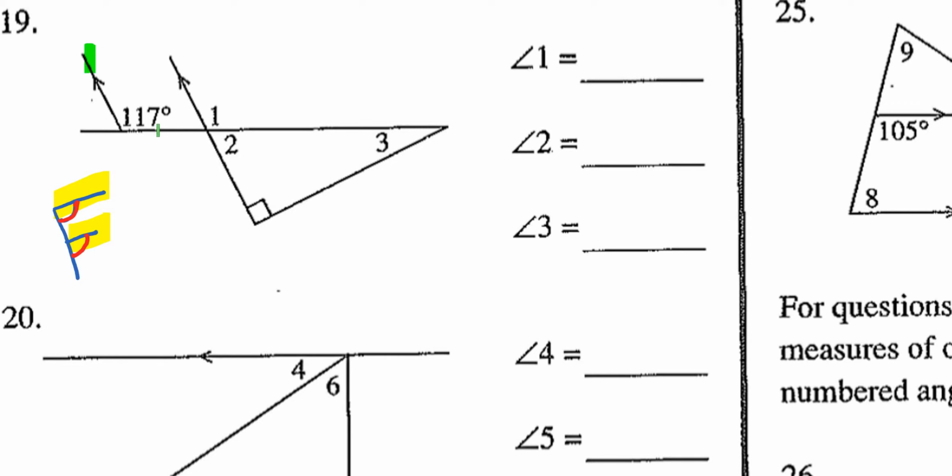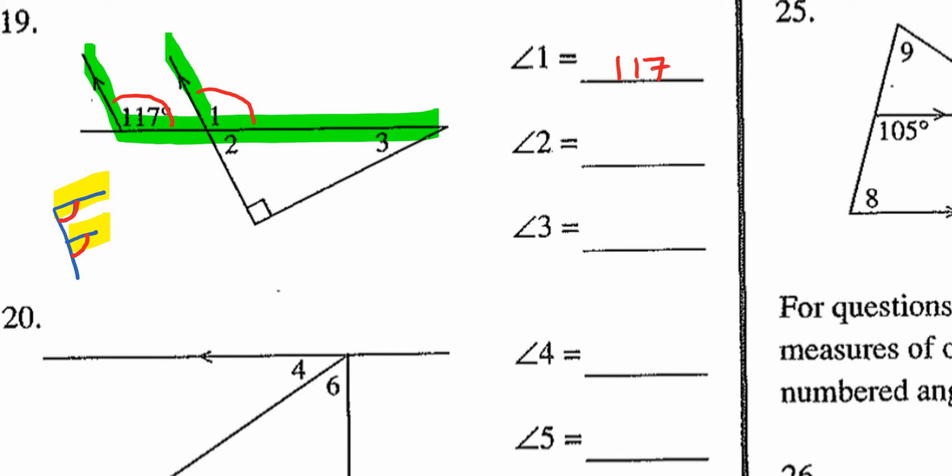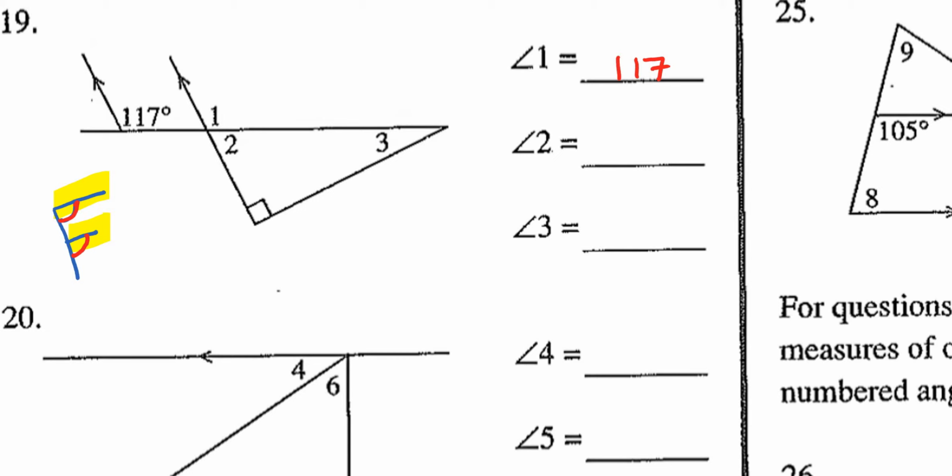And if I take my green marker here, you'll notice that there is a sideways F right there. So this angle here and this angle here are equal, and that's by corresponding angles. Corresponding angles happen when you have two parallel lines. So angle number one is going to be 117 degrees. So this angle right here is going to be 117 degrees.